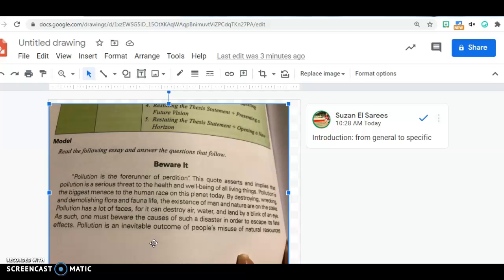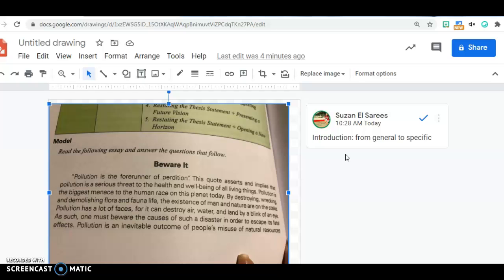Now, this is an introduction about effects of pollution. As I told you before, you can write any type of introduction, but I will talk about from general to specific because from general to specific is the easiest one to write, especially if I have a mind block or I don't have many ideas about the topic. And it's also easier for the reader to read and comprehend the idea.